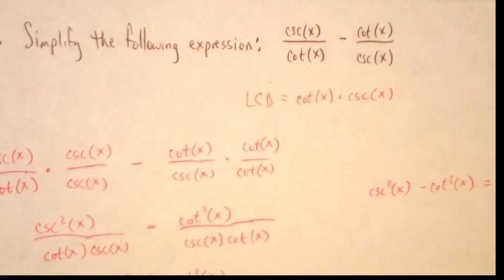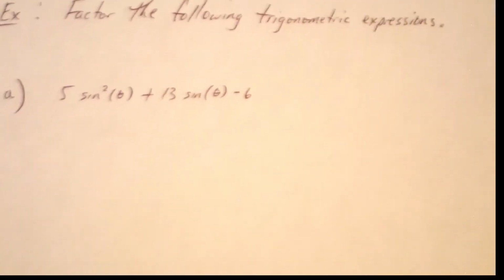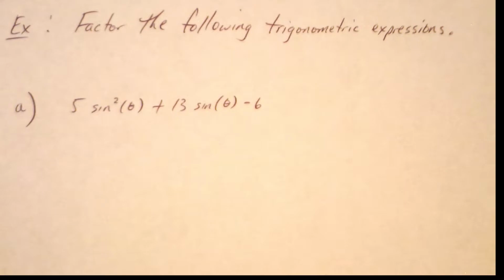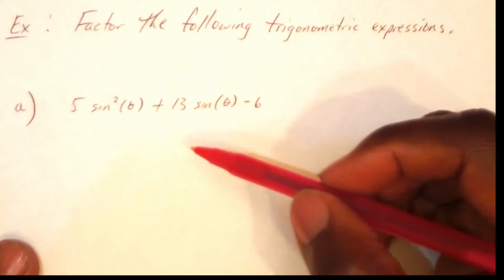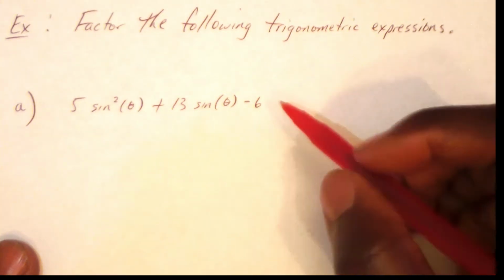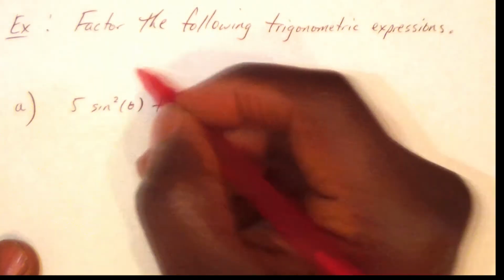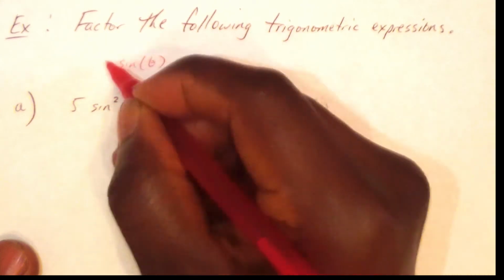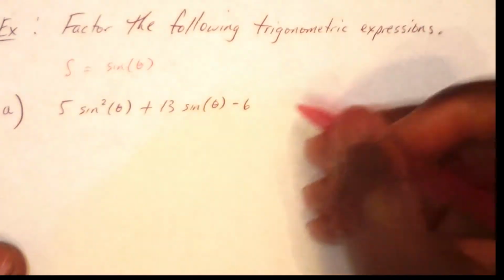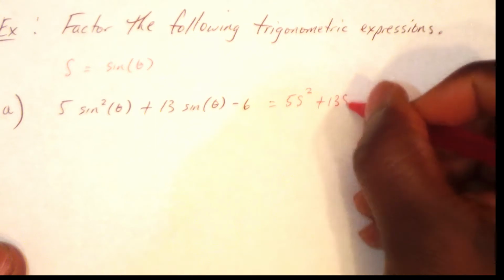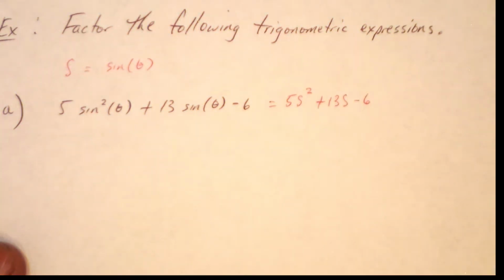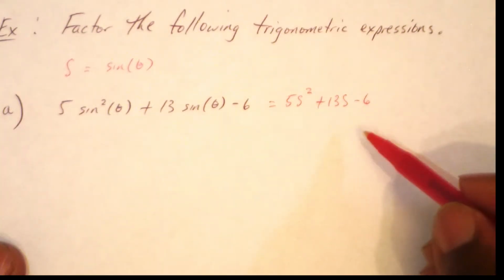All right, so let's move on to our next example. In this example, we are asked to simplify the trigonometric expression by factoring. One thing that we're going to do to make this easier for ourselves, so that we can see it the way that we're used to seeing it, is let sine of theta be equal to s. So if we do that, this turns into 5s squared plus 13s minus 6. And now all we need to do from here is just general factoring.